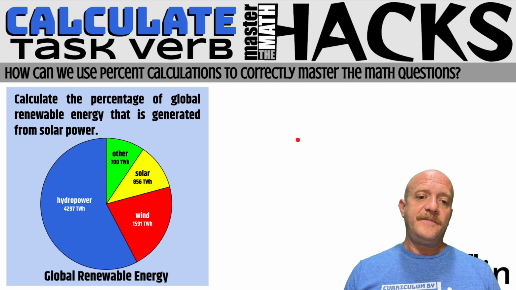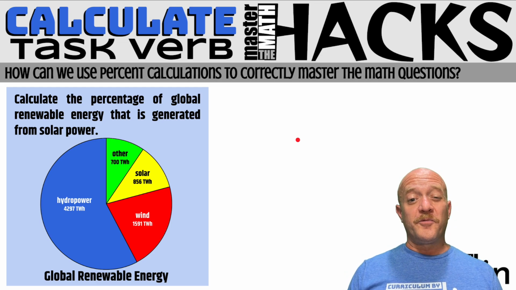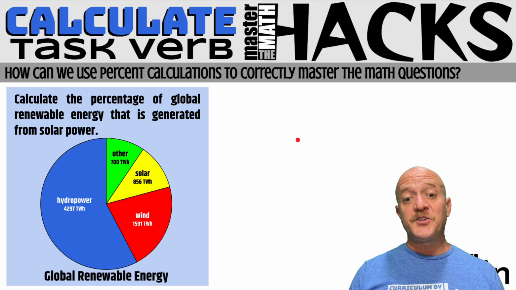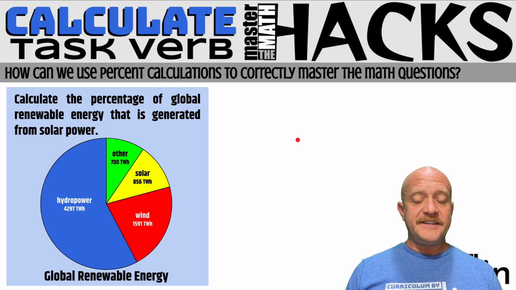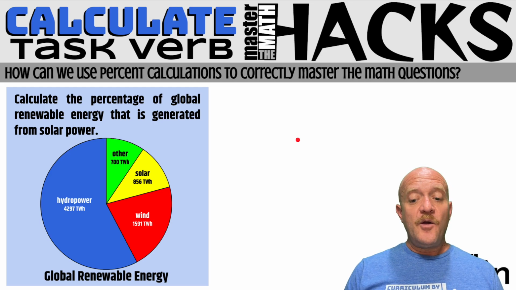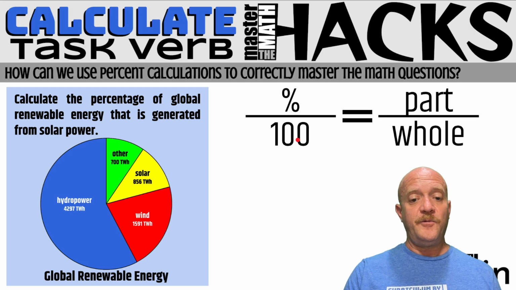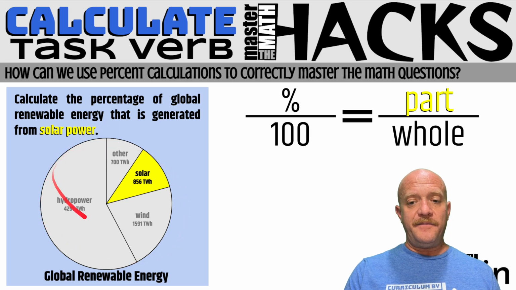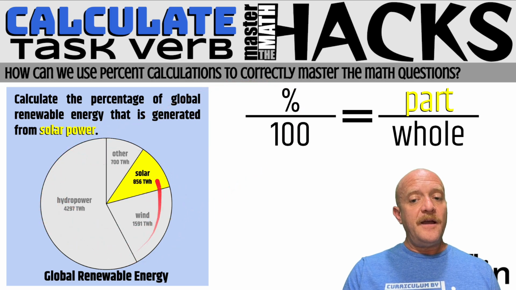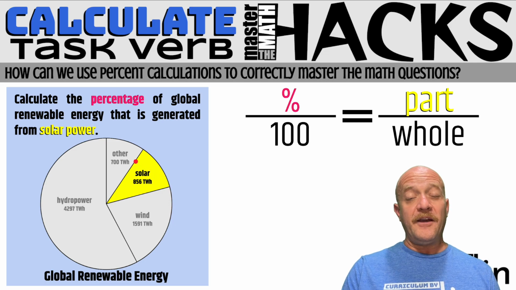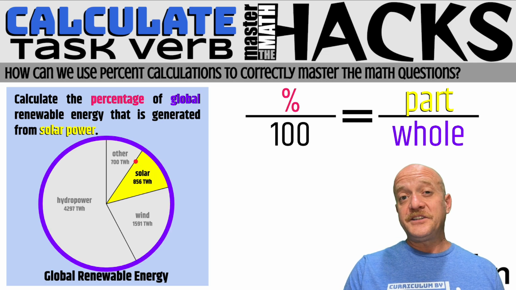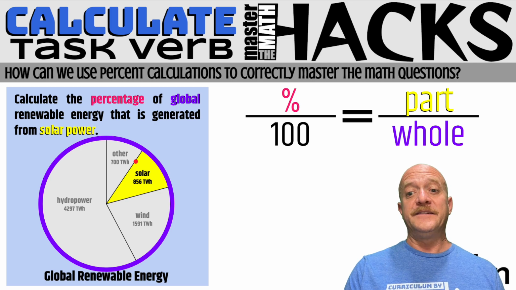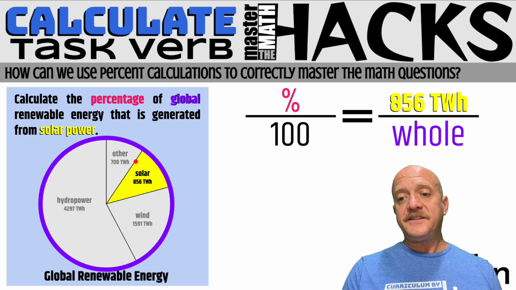Another example. Calculate the percentage of global renewable energy that is generated from solar power. So I have all these different types of renewable energy. We're only concerned with the solar power in yellow. Now, you're going to follow the same formula. We're going to have to do a little bit more work here. We're calculating the percentage. We have to determine the whole value as well. So our part is 856 terawatt hours.